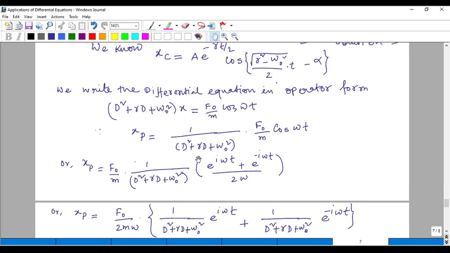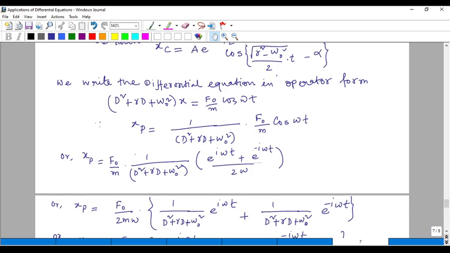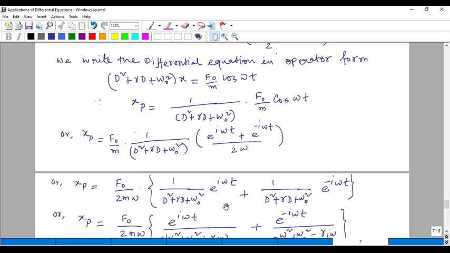So the expression of the particular solution xp is equal to 1 by root over D square plus gamma D plus omega 0 square operating on F0 by m cos omega t. We know the technique of solving this type of function: the cosine function is first converted into the exponential form, and then we write it as 1 by this operator operating on e to the power i omega t, plus the same operator operating on e to the power minus i omega t.